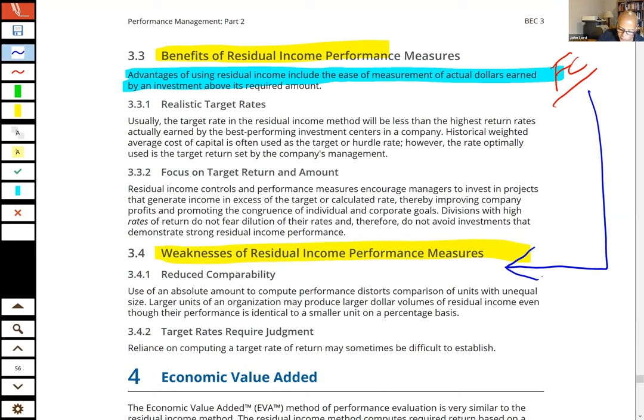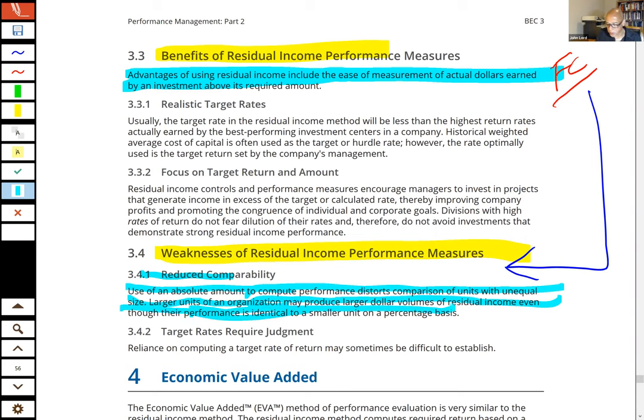So you're used to thinking of them in tandem to respond to an essay question, but use of absolute amount to compute performance distorts comparison of units with unequal size. Larger units of an organization may produce larger dollar volume of residual income, even though their performance is identical to a smaller unit. They may be performing equally over that target rate, even though their residual income number is larger. So that would be a disadvantage. You can flashcard that.